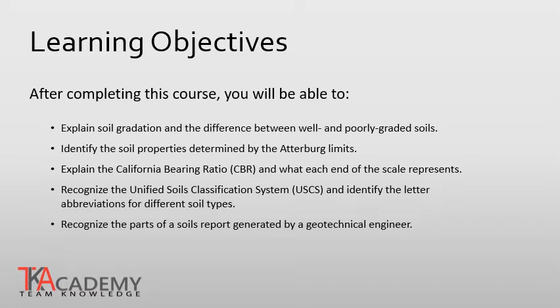Here are the learning objectives for this course. After completing this course, you will be able to explain soil gradation and the difference between well and poorly graded soils. Identify the soil properties determined by the Atterberg limits. Explain the California bearing ratio and what each end of the scale represents. Recognize the Unified Soils Classification System, the USCS, and identify the letter abbreviations for different soil types. And recognize the parts of a soils report generated by a geotechnical engineer.